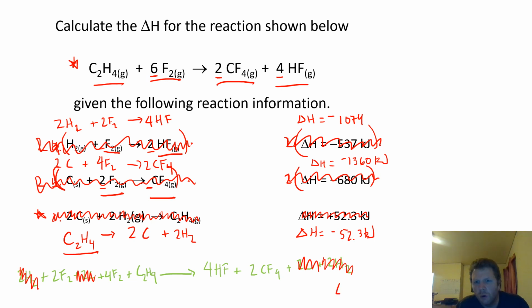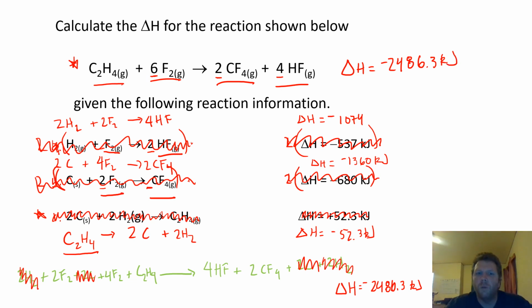My delta H overall for this is going to be negative 1074 plus negative 1360 plus negative 52.3. So my math for that ends up being negative 2486.3 kilojoules for that overall reaction. So for this overall reaction right here, delta H equals negative 2486.3 kilojoules.